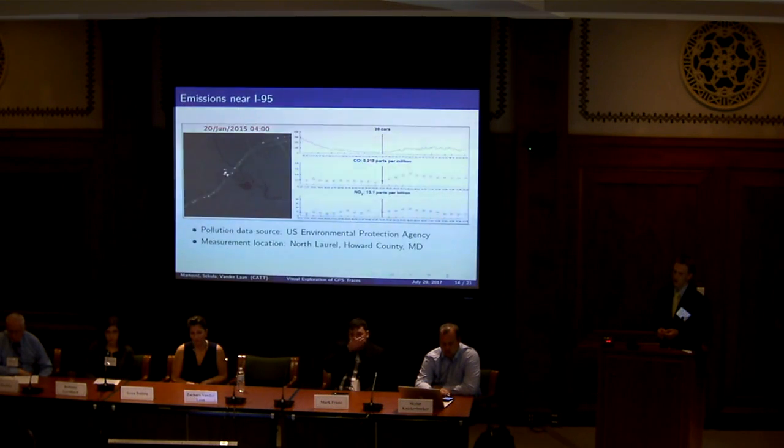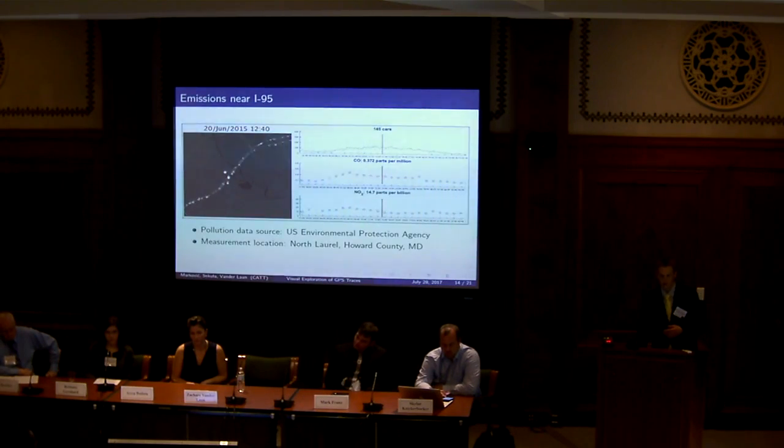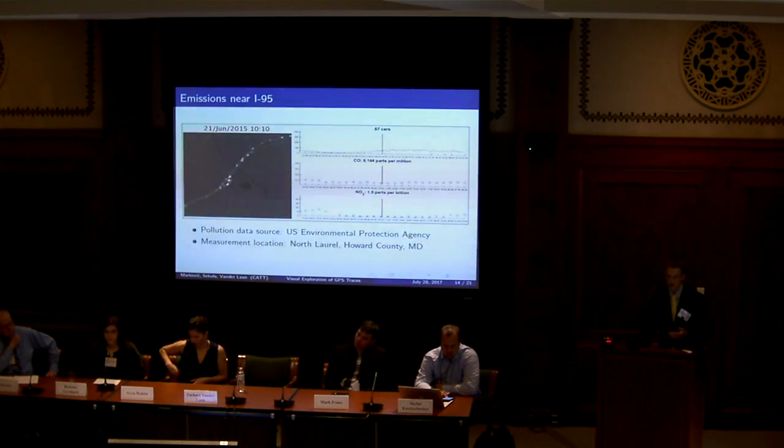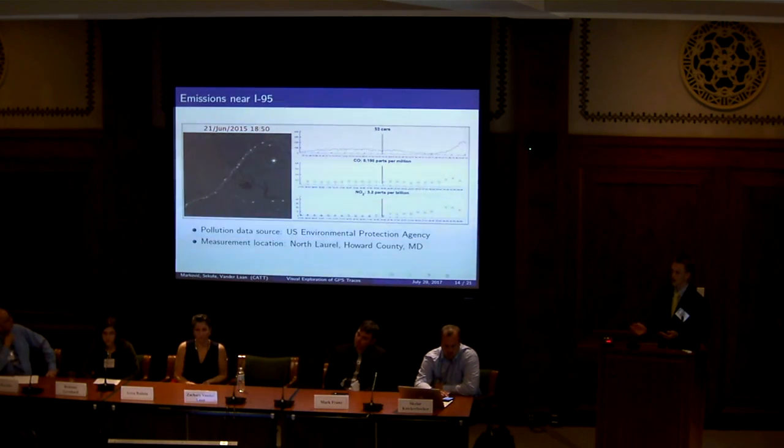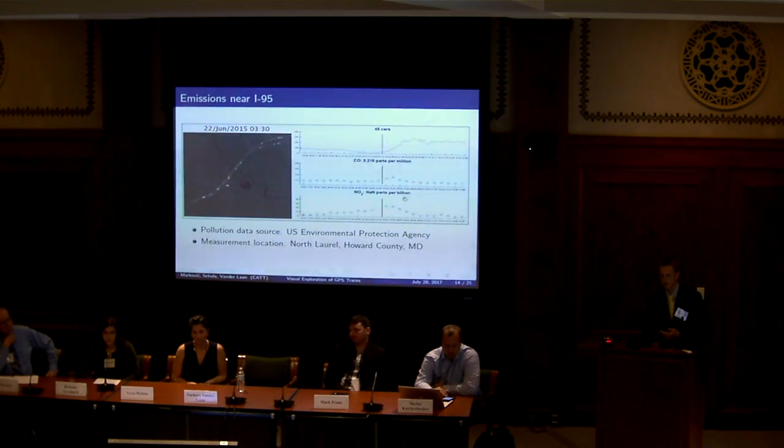Additionally, we can compare this GPS data to other data sources. So just in this simple example here, we're looking at an EPA measurement location in Maryland, located right next to I-95. And at this location, we're counting the number of GPS vehicles that are passing through, and then also comparing those values to two types of emissions reported by the EPA.